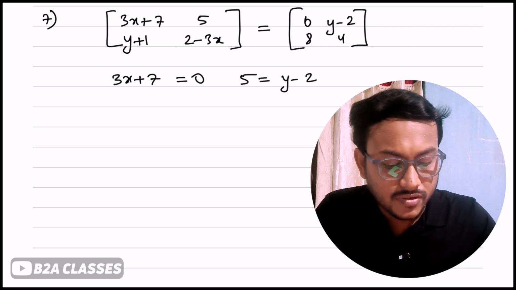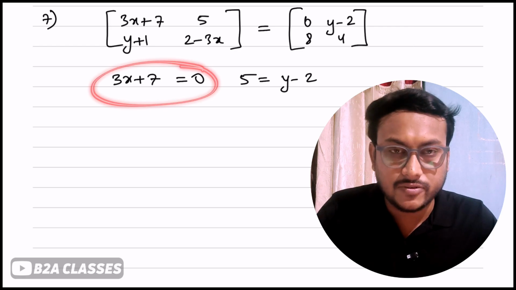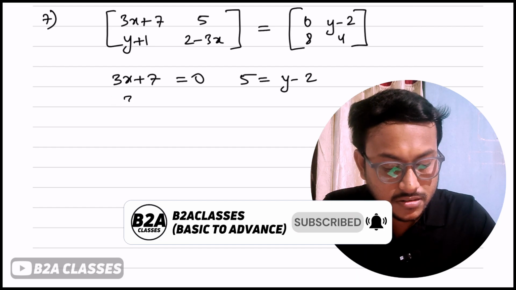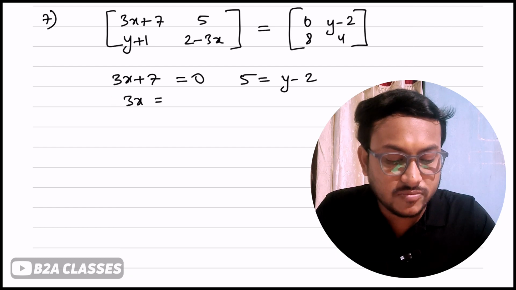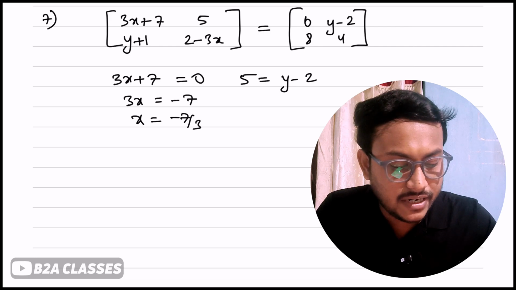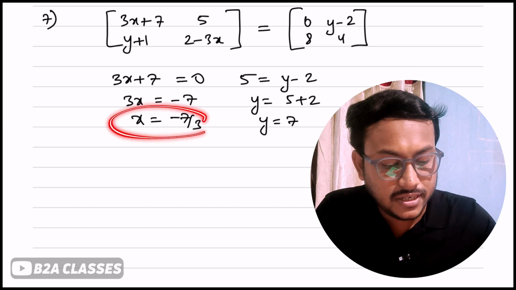On equating the first element I got 3x plus 7 equals 0. To solve this, 7 goes to the right hand side and becomes -7. So the value of x will be -7 divided by 3. And from here we can find the value of y. So y will be 5 plus 2, and y will be equal to 7. So the values have come out.